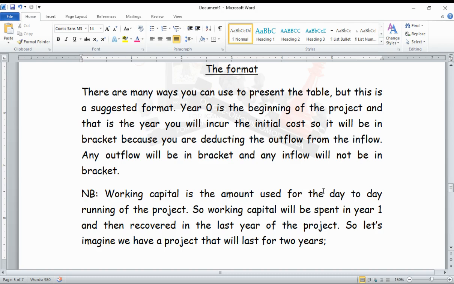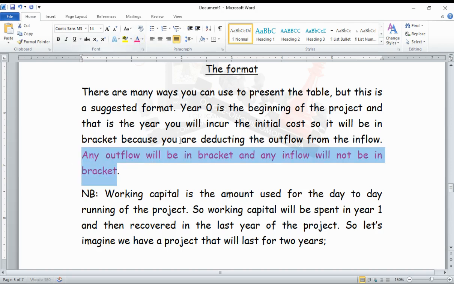But know that in your year zero, I'm going to be showing you shortly, the year zero is the beginning of the project. That's the cost you will incur at the beginning of the project, the day you are starting the project. So that initial cost is usually your year zero. Your outflows will be in brackets and your inflows will not be in brackets. That's what you should do.